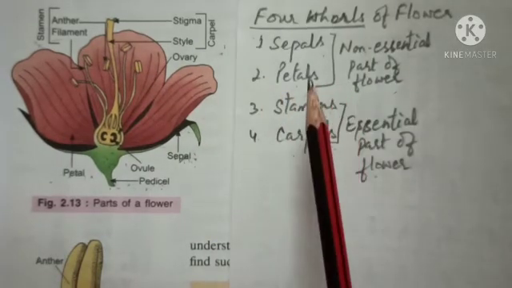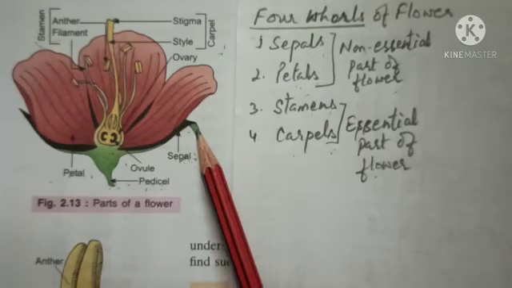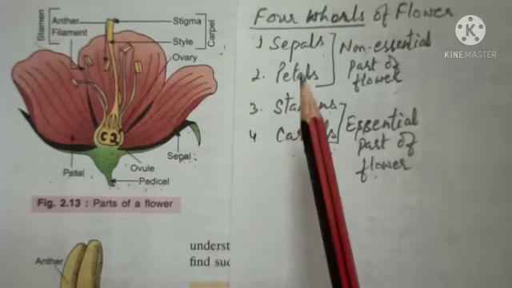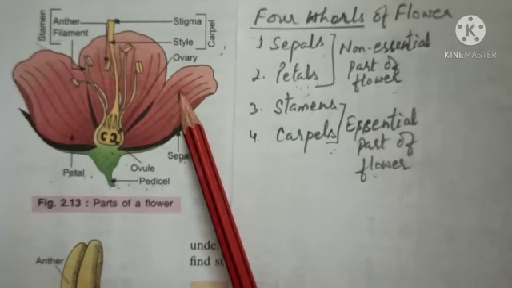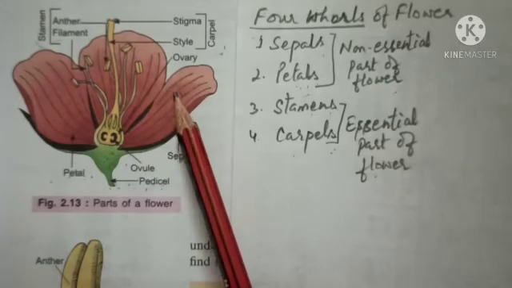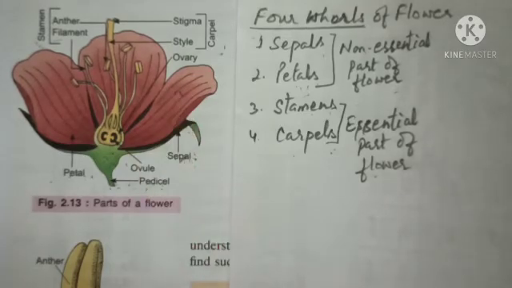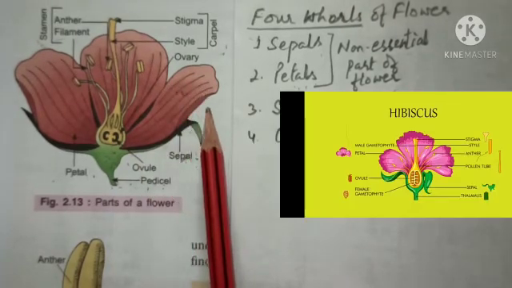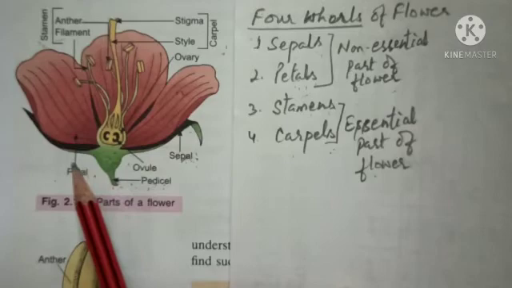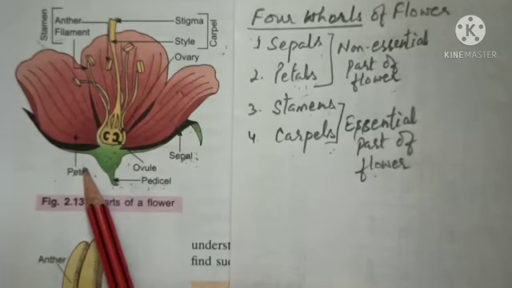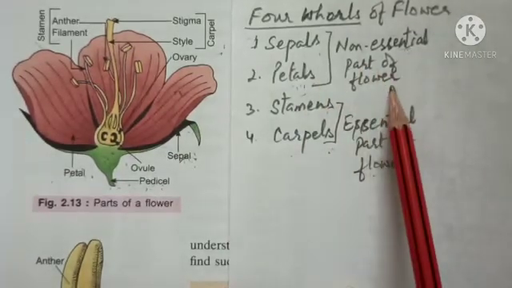So what are the four whorls of flower? First is your sepals, then petals. The sepals are green in color and they are protective in function. Petals are the colored parts of the flower, and they help in pollination. Next is your petals. Petals are the colored part of the flower and they attract the insects for pollination. And sepals and petals both are called non-essential parts of the flower.